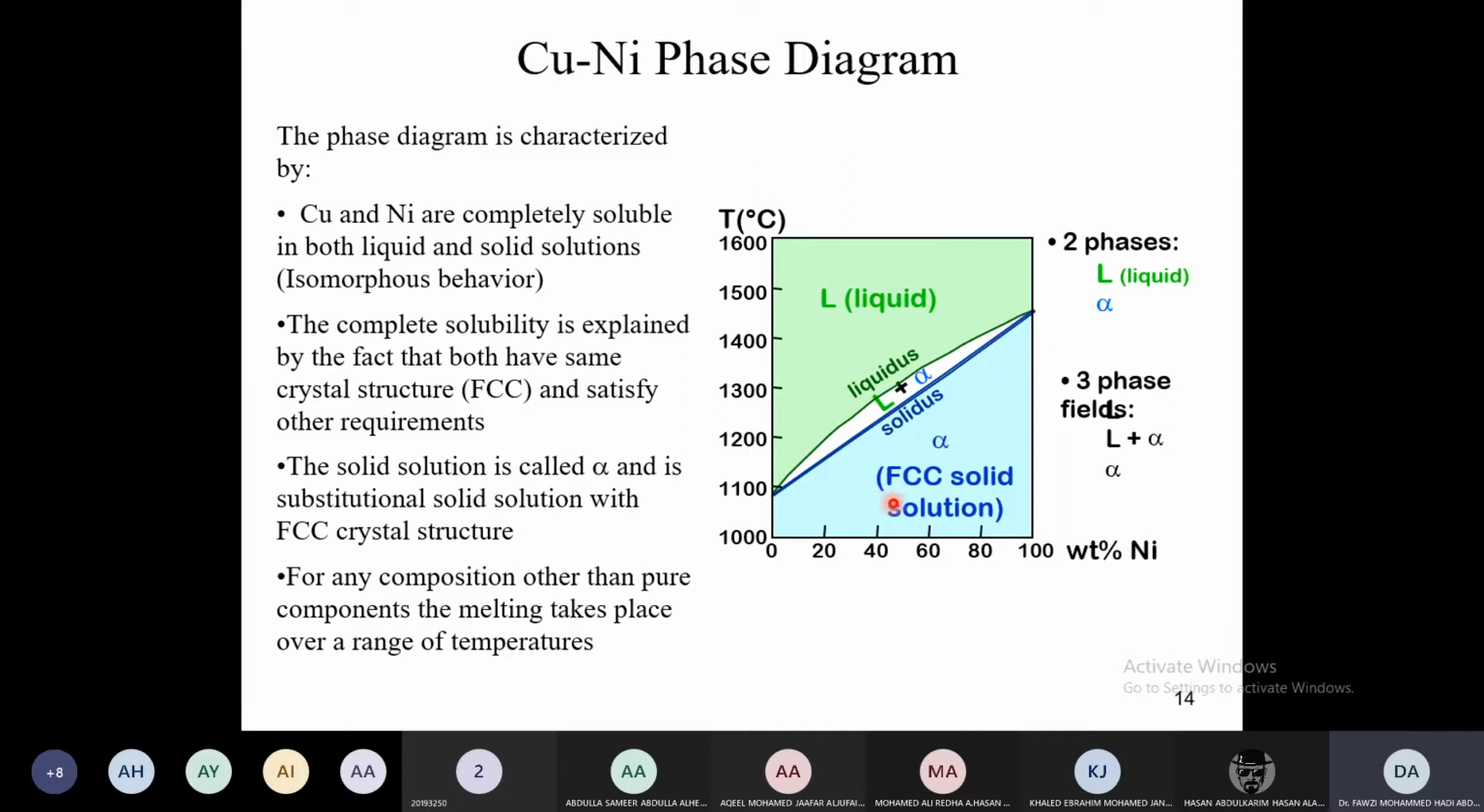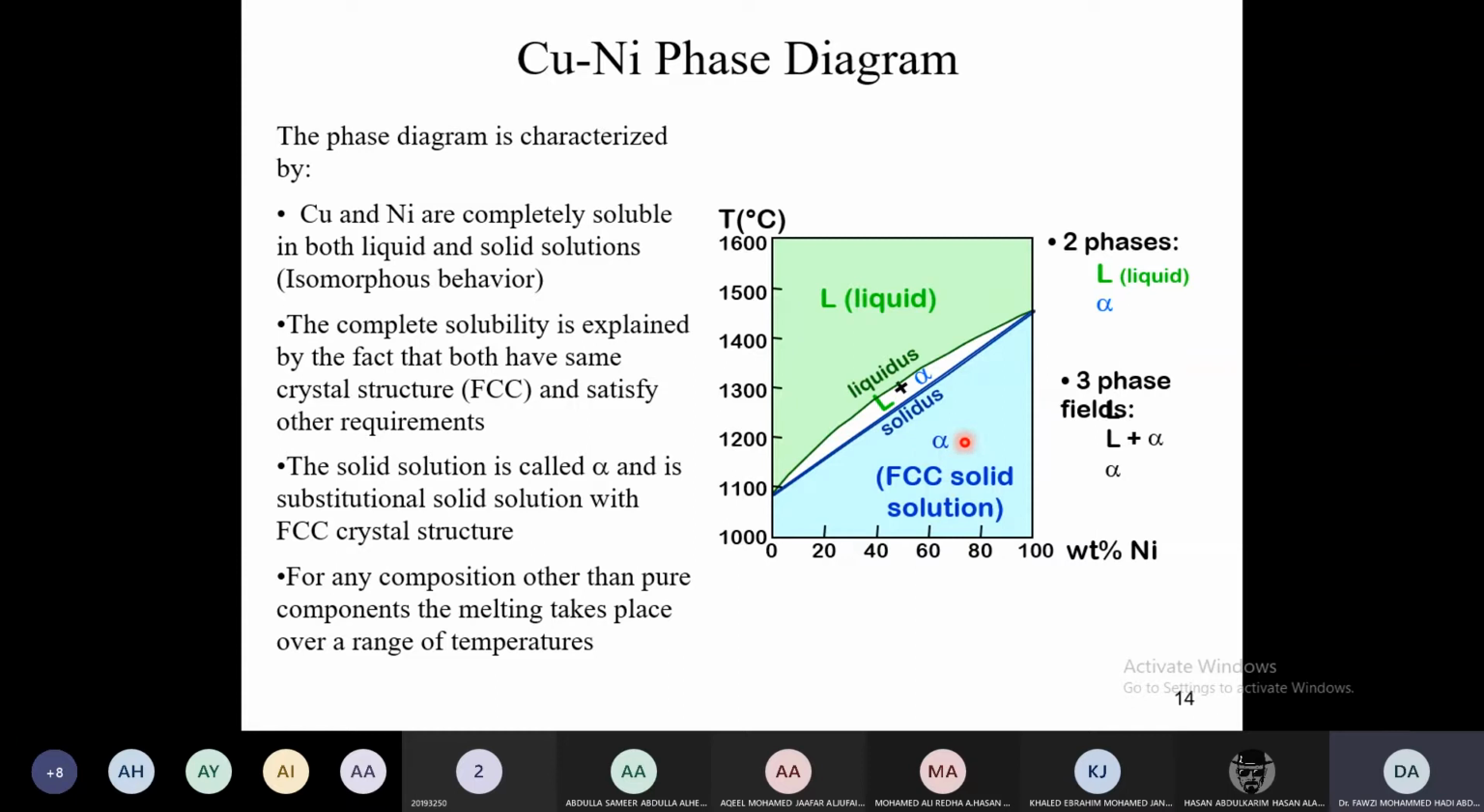For whatever composition you have between the copper and the nickel, if you have 10% nickel, 20% nickel, 40% nickel, whatever the composition is, you have complete solubility of one into the other one. So the copper has complete solubility in nickel, and the nickel has complete solubility in copper. And this is an example of unlimited solubility or complete solubility, as we could say.